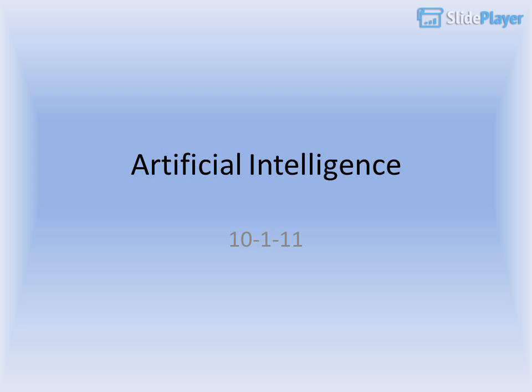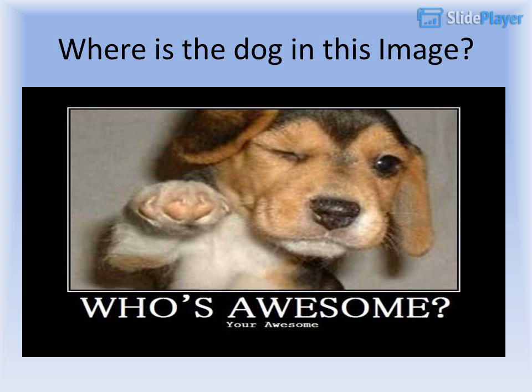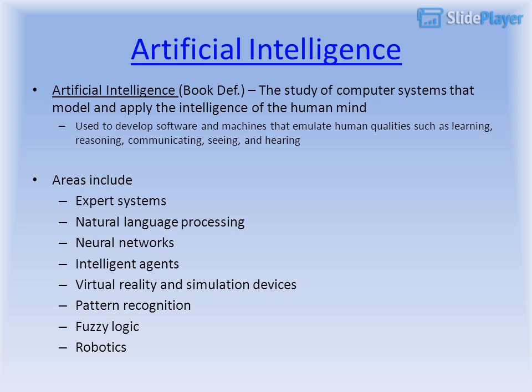October 1, 2011. Where is the dog in this image? Artificial intelligence, the study of computer systems that model and apply the intelligence of the human mind. Used to develop software and machines that emulate human qualities such as learning, reasoning, communicating, seeing, and hearing.